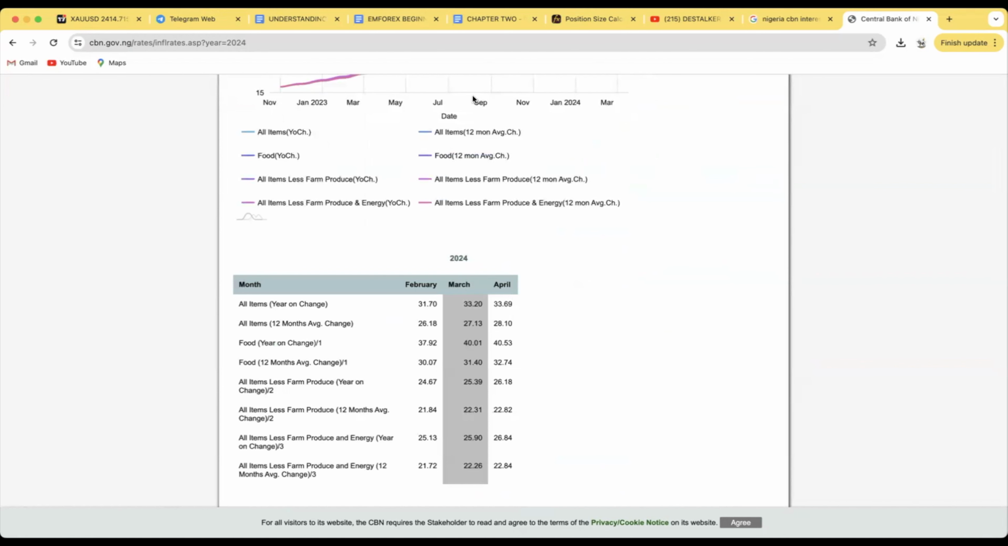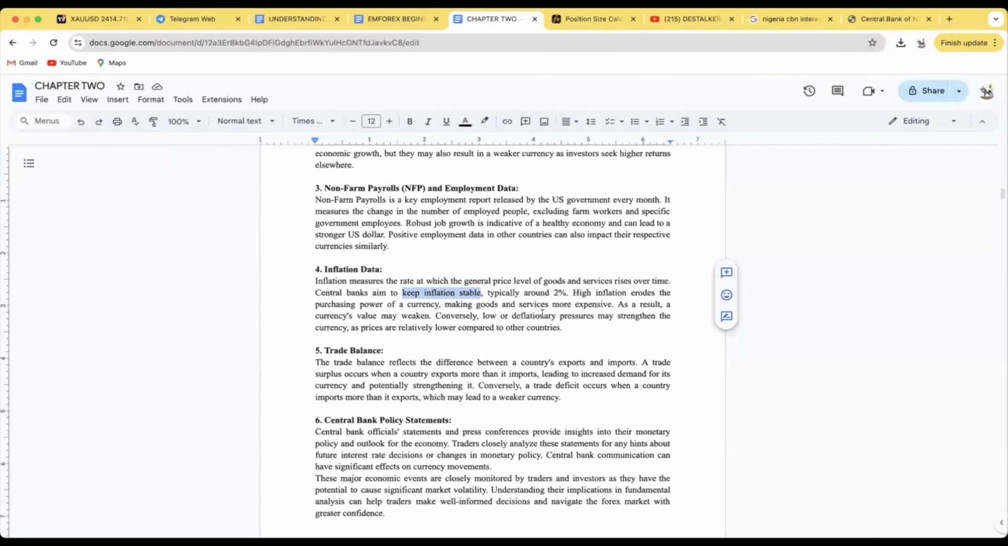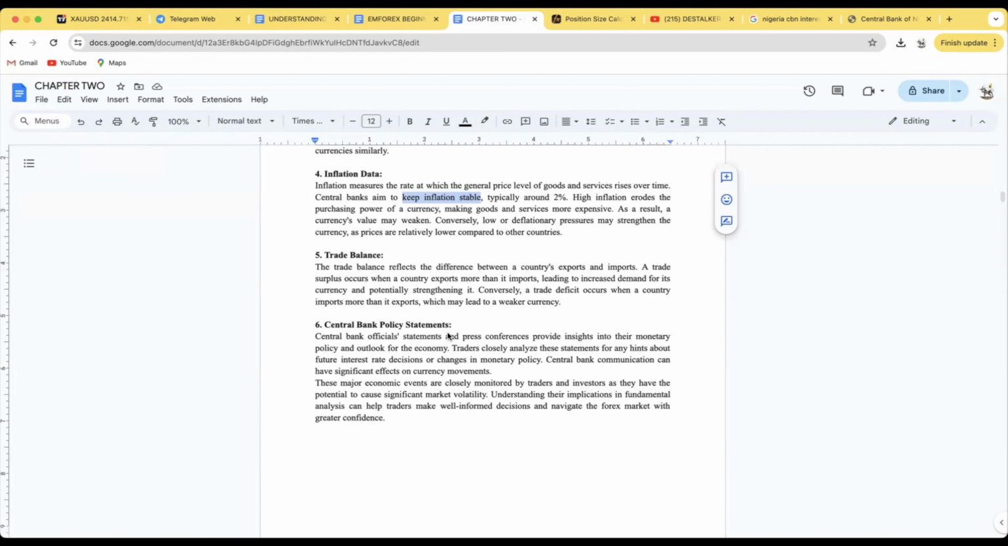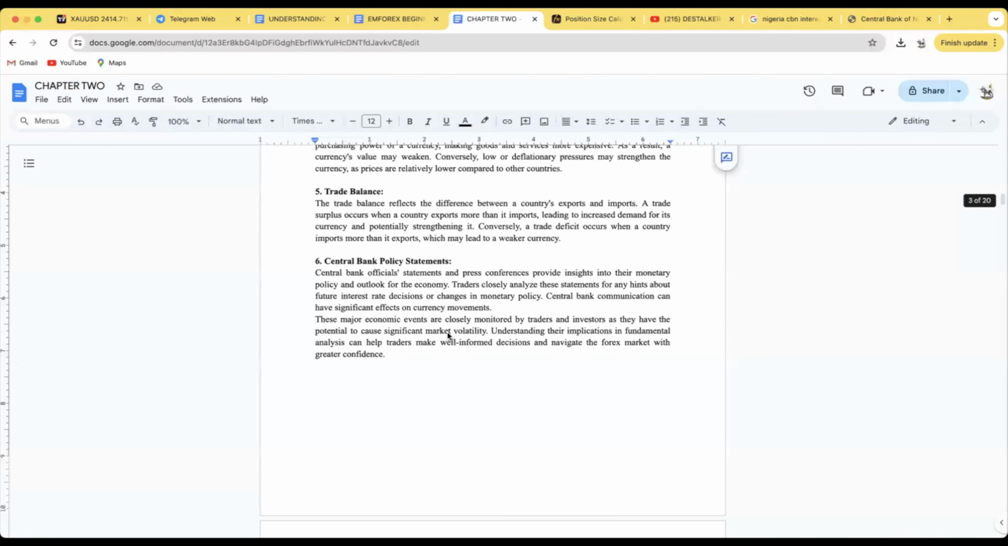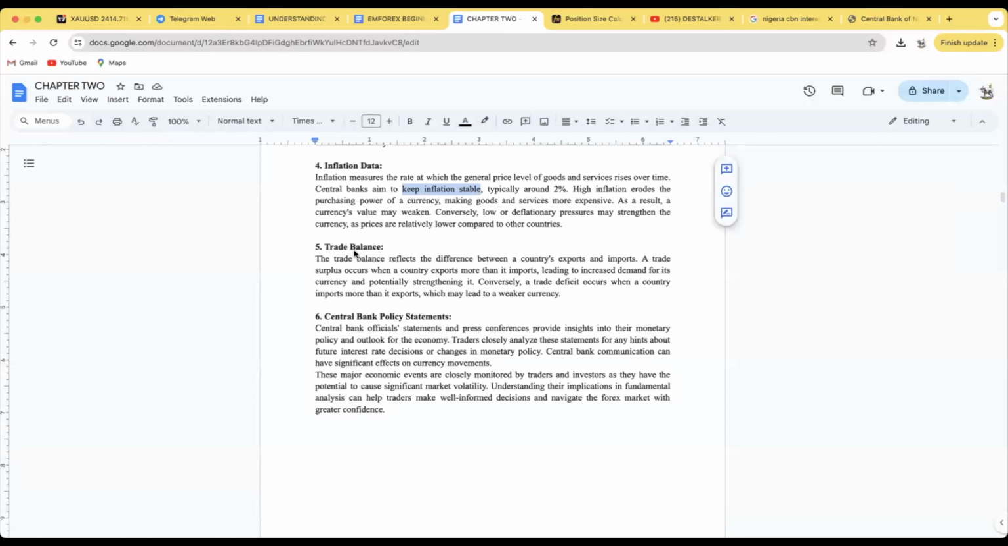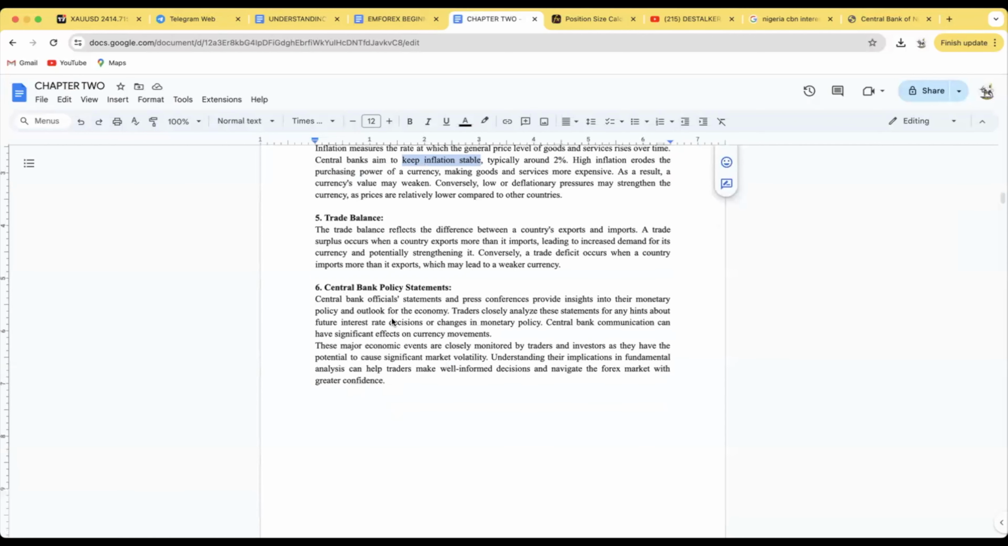All right, so let's forge ahead. As a result, currency value may weaken. Lower inflation or deflationary pressure may strengthen the currency, as prices are relatively low compared to other countries. So, trade balance, and then central bank policy statement.